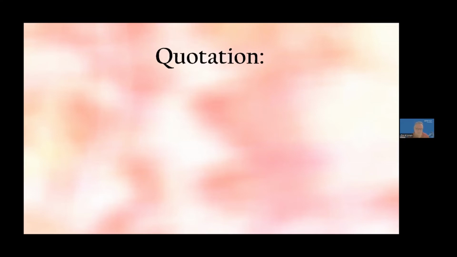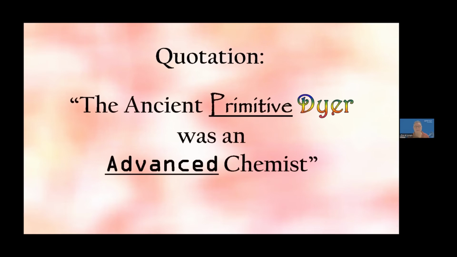There's a very nice quotation, I think, that I've seen. And it says that the ancient primitive, I emphasize the word primitive, dyer was an advanced chemist. And who said that? I just did, right over here, November 17th, E-RIHS, V. Koren. And if you want to learn more about the modern chemistry of the wonders of the ancient primitive dyer, you can check my article.